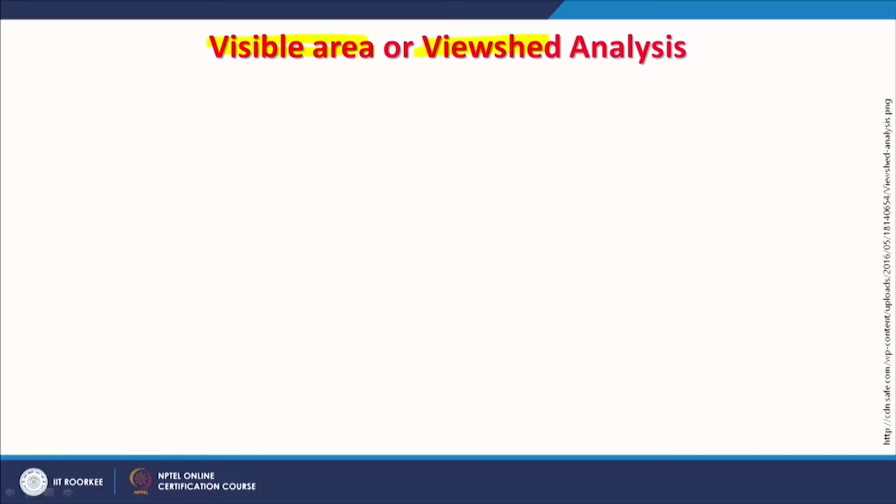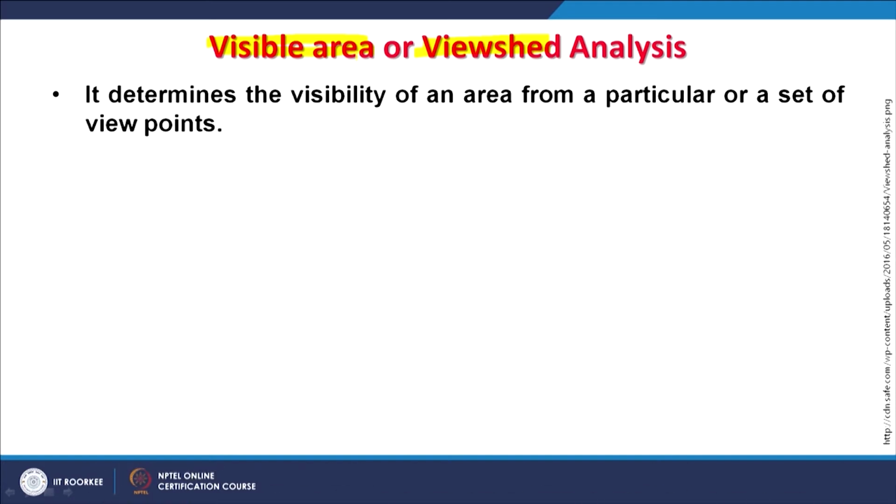Now, one more analysis which we can do, which is not at all directly linked with buffers, but is linked with the terrain. In some literature you may find that earlier we used to say viewshed analysis. Also, now it is called the visible area for a rugged terrain or hilly terrain. So, basically in this analysis what we do is determine the visibility of an area from a particular point or a set of viewpoints.